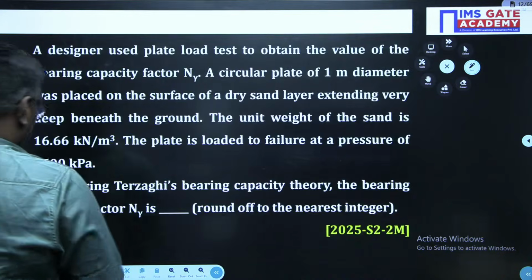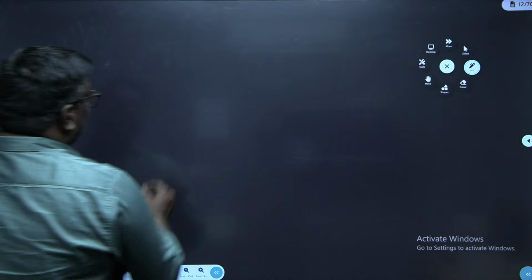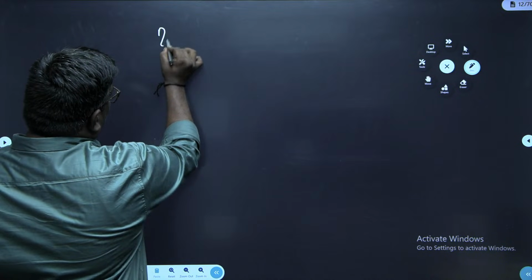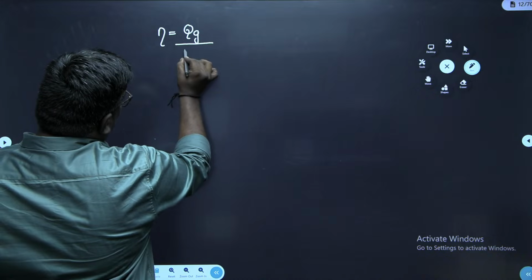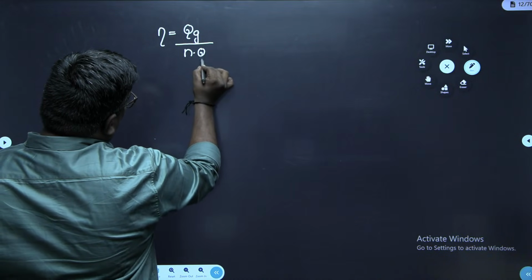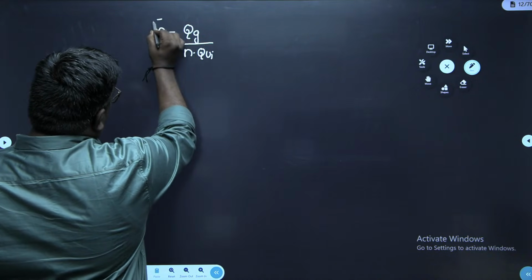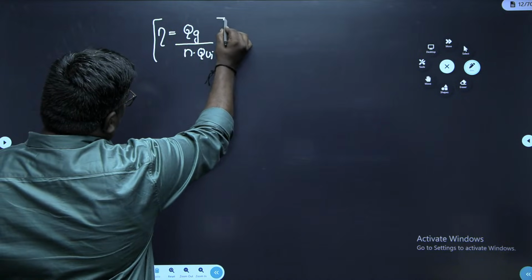Okay. Now, just a second. We have now the formula. Efficiency is nothing but equal to group capacity by N into QUI. Okay. This is the formula.